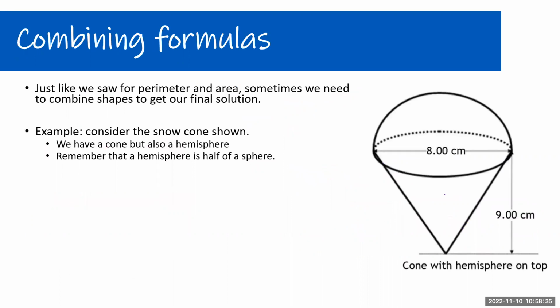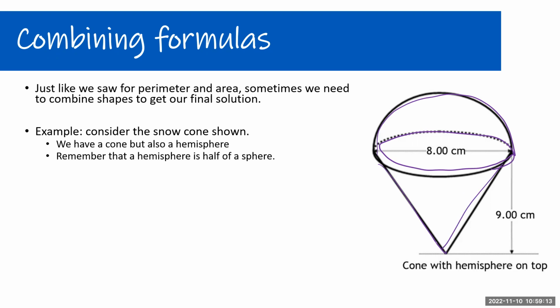Now, sometimes we want to combine our formulas, just like we saw with area, just like we saw with perimeter. Sometimes we don't have just a standard shape. We don't have just a sphere or just a cone or just a pyramid. To do that, we will need to combine multiple volumes. So looking here at the snow cone, we can see that we have a hemisphere and then we have a cone. We need to find the volume of the cone and the volume of a hemisphere and add them together.